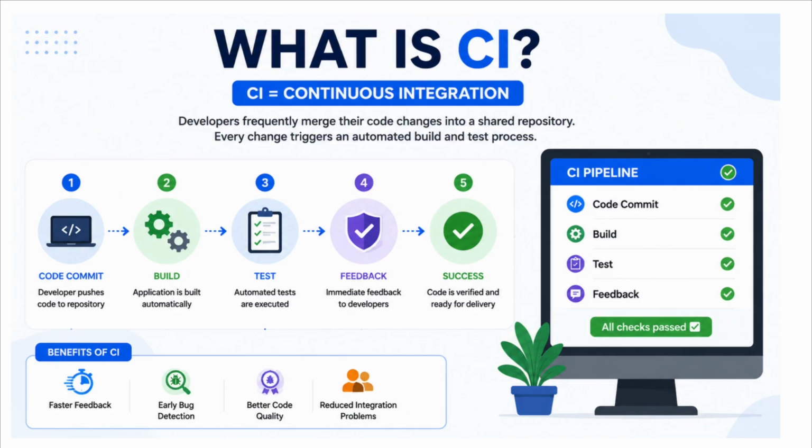Now let's understand CI. CI stands for Continuous Integration. Continuous integration means developers regularly add their code changes to a shared repository, such as GitHub. Whenever code is pushed, an automated process starts. The application is built automatically. Tests are run automatically. If there are any issues, developers get immediate feedback. This helps teams find problems early instead of discovering them later. The main goal of CI is to make sure that new code changes do not break the application. CI helps improve code quality and makes development faster.